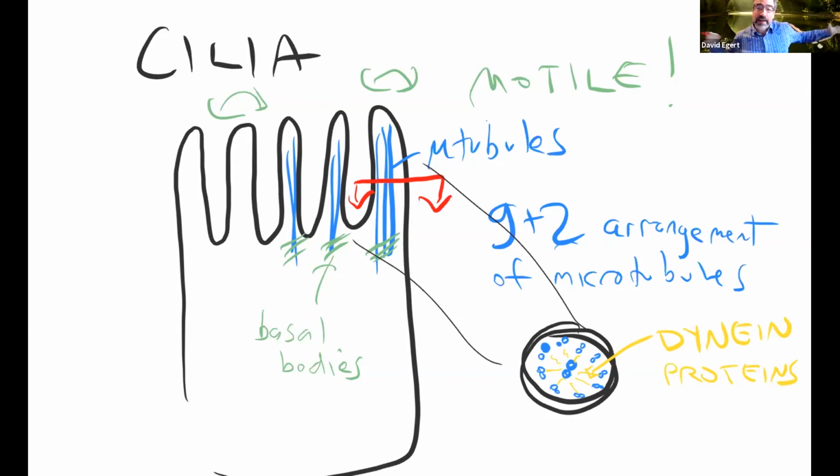Dynein sounds like dynamic motion. So imagine I've got kind of the center and I've got the microtubules on the side. And then I have these little dynein proteins that pull these two.